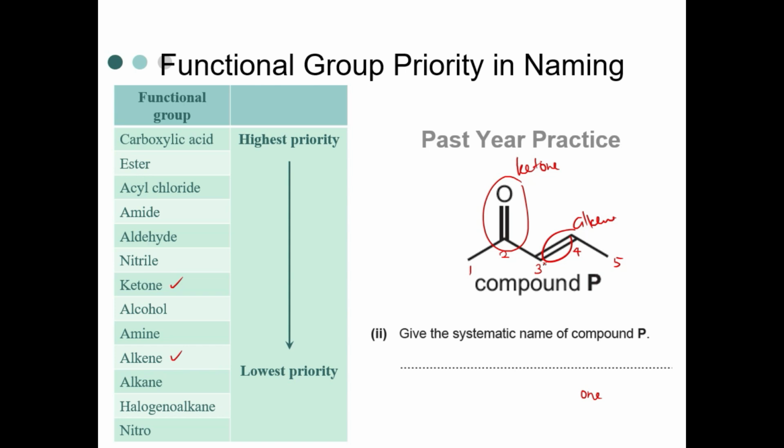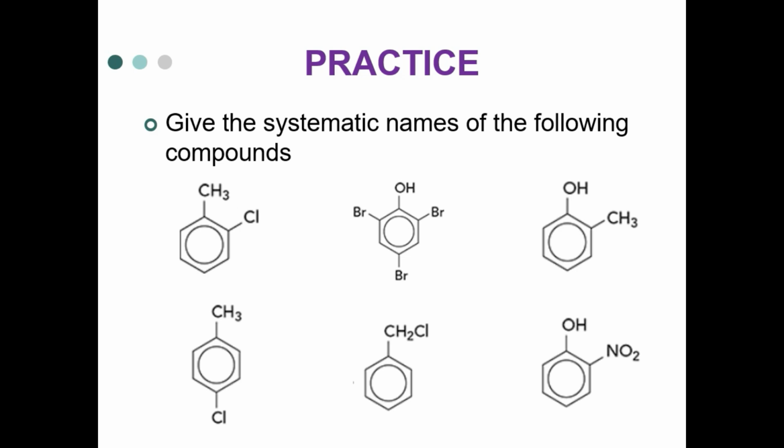And then we have alkene between carbon 3 and 4. So the name of this molecule will be called pent-3-en-2-one. So again, ketone has the higher priority in naming. So between ketone and alkene, the name of the compound should end with the name of the ketone. So now you have these 6 compounds to practice the naming of compounds with more functional groups. Pause your video to name the compounds and then come back and check your answers.